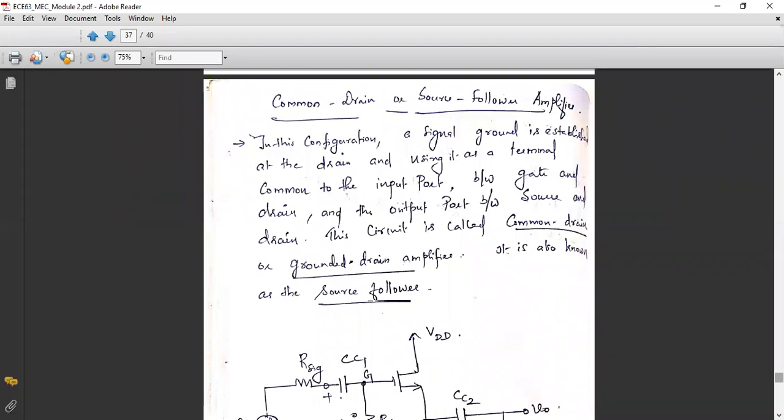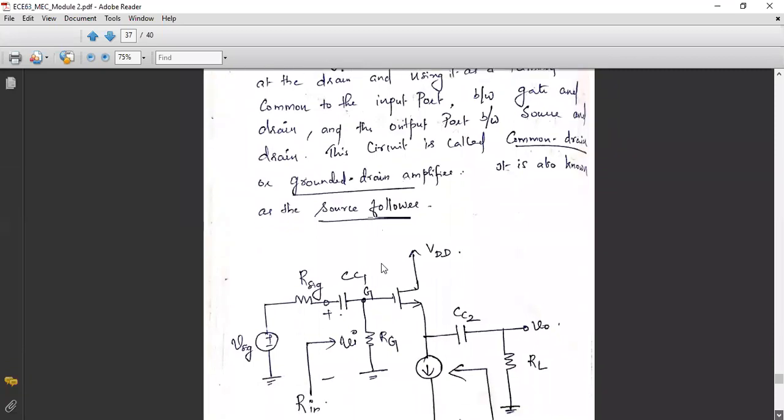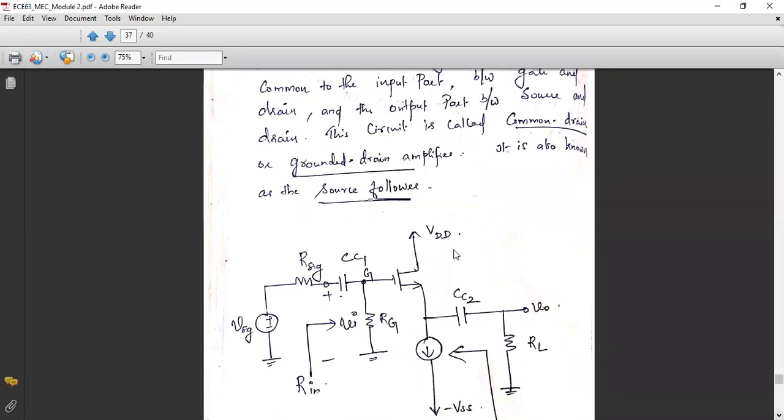So coming to the last part of this particular module, that is common drain. Common drain is otherwise known as source follower. As the name suggests, the output follows the source. Source follower means output will be following the source, and it is otherwise known as common drain or grounded drain amplifier. Means the drain will be at ground. As you can see, the drain is directly connected to VDD. You are not having any resistance or capacitance or load at the drain.